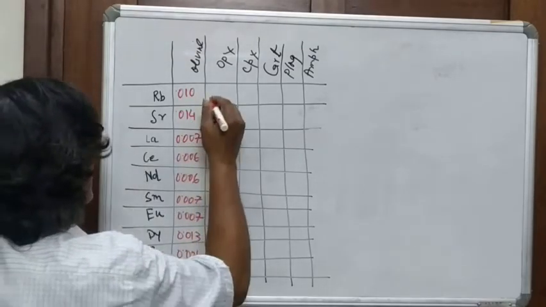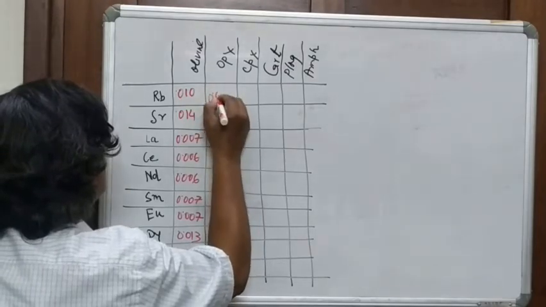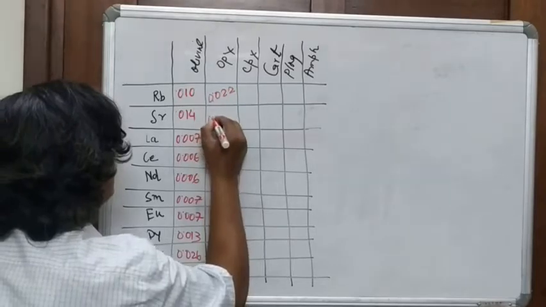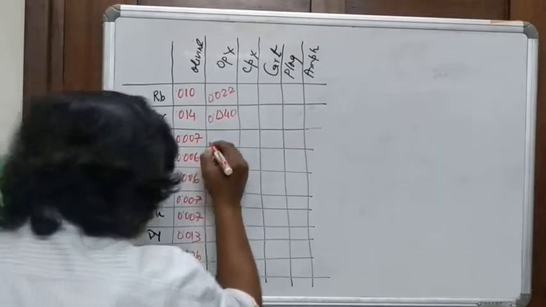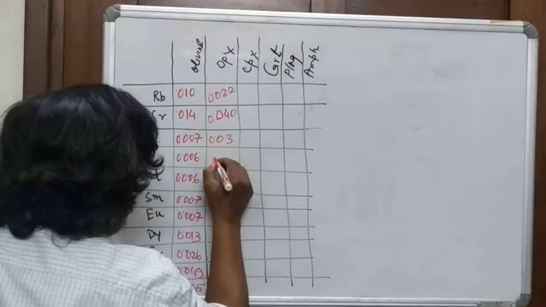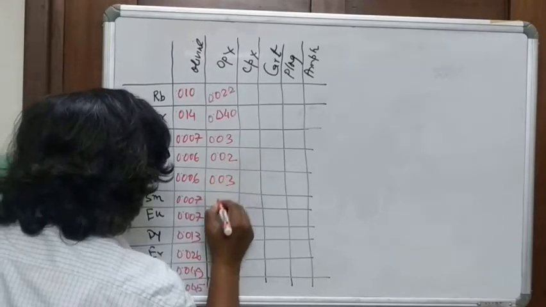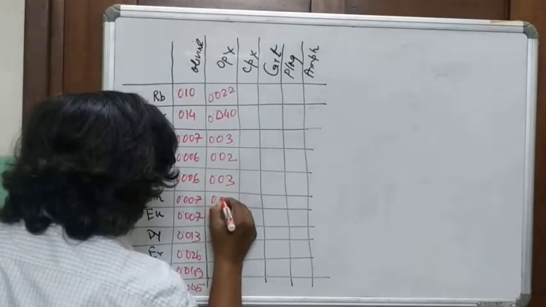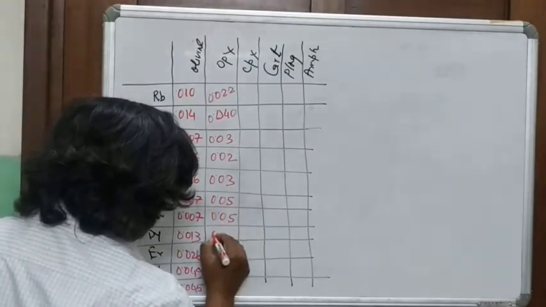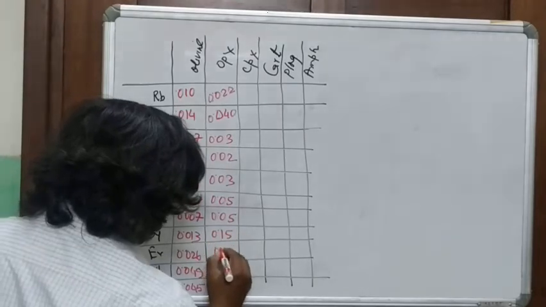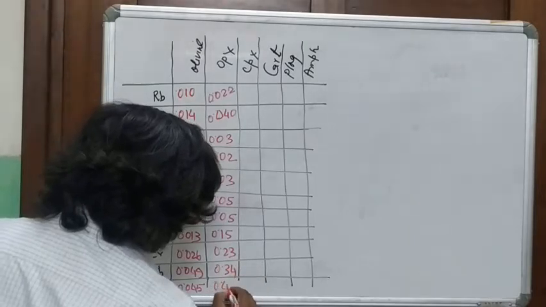Now orthopyroxene: 0.022, 0.040, 0.03, 0.02, 0.03, samarium 0.05, 0.05, then again 0.15, 0.23, 0.34, 0.4042.